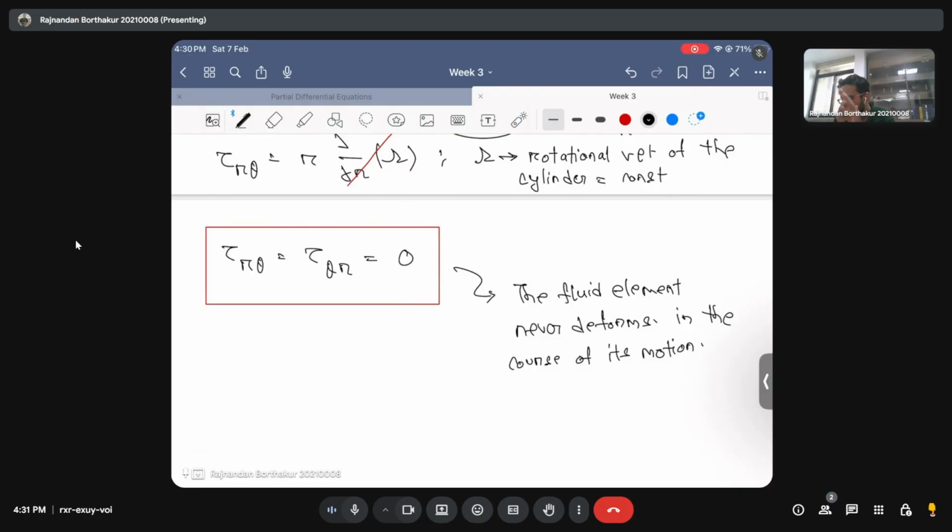In the next class, we'll look into something known as the scaling analysis of the equations, how we non-dimensionalize equations, and something known as the characteristic scales. Then we'll proceed with the further discussions of that week, which I think would be week 4.